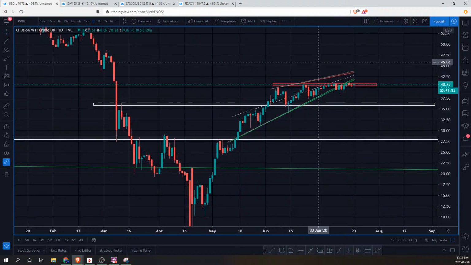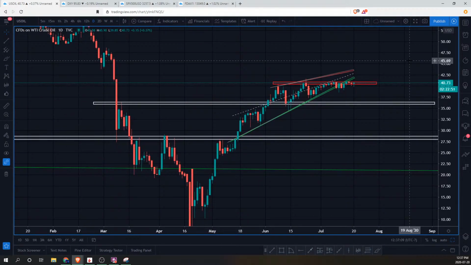Not a whole lot of discussion on crude oil. It's not really forming anything that I would call a nice structure. It's just really tightly consolidating. And I do think the only reason why it's slowly crawling up is because the US dollar is decreasing in value quite substantially.